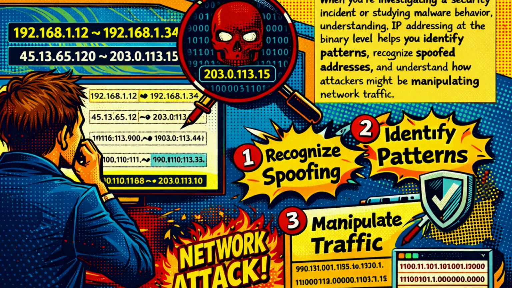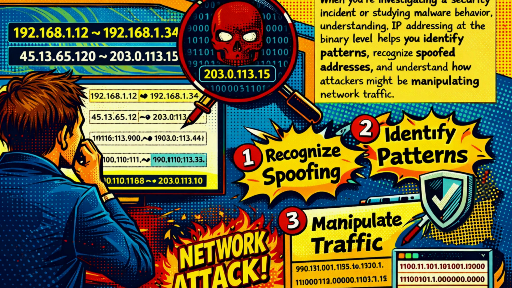A subnet mask is a 32-bit number that determines which portion of an IP address identifies the network and which portion identifies the individual host on the network. You can think of it like a street address. In the address 123 Main Street, Springfield, you have two pieces of information. The street name tells you which road to find. The number tells you which specific house on that road.